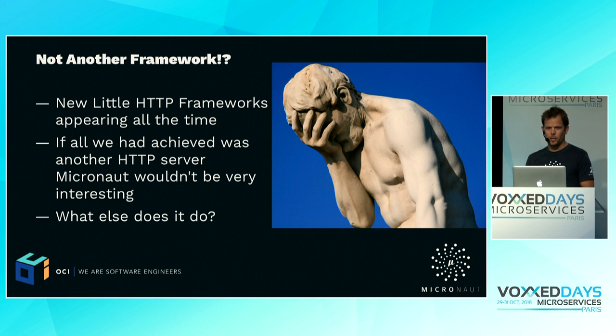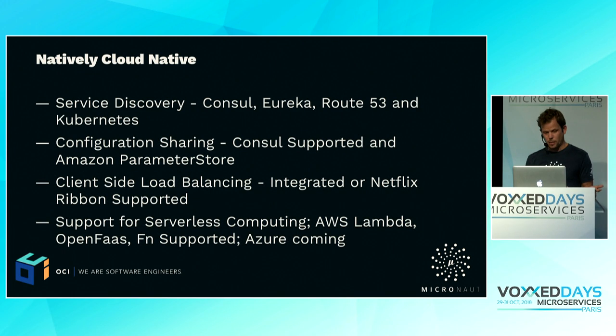We're trying to solve a much harder problem here with Micronaut, which is to make Java applications way more efficient and consume way less memory. It does a heck of a lot more than just being an HTTP server. It's a whole application framework, and it does a whole bunch of other stuff. The latest buzzword is cloud native. Well, we've gone one buzzword further, and we've called it natively cloud native.